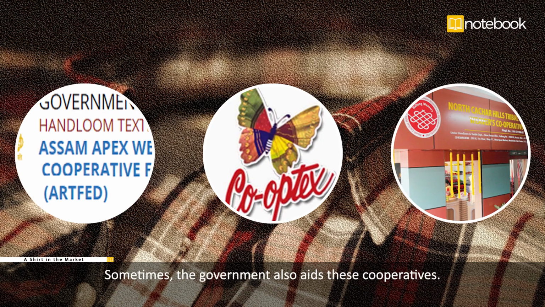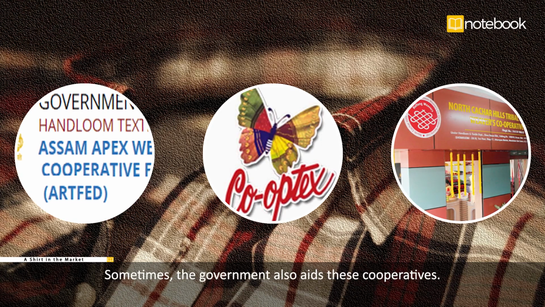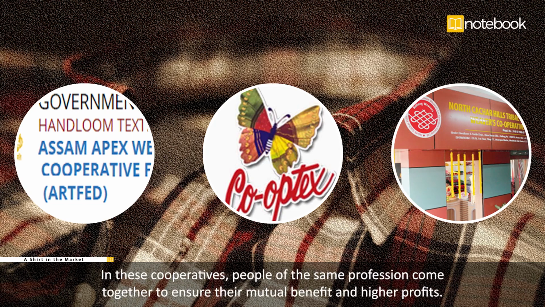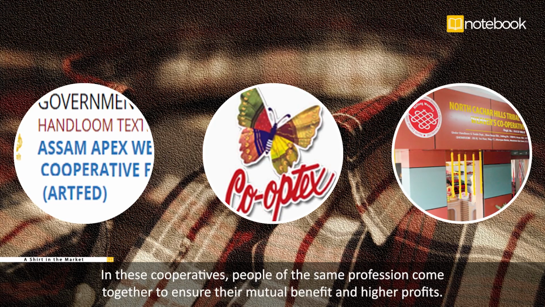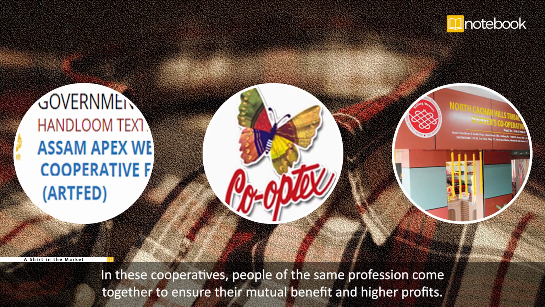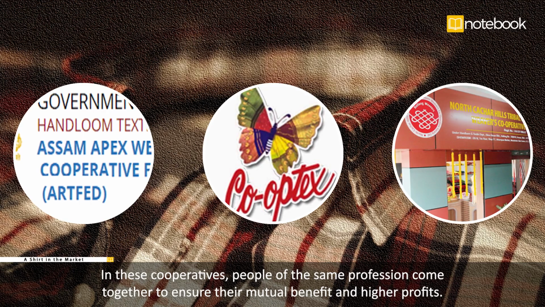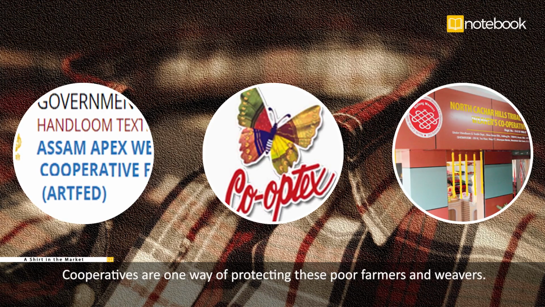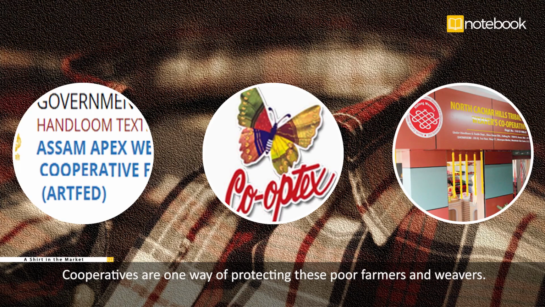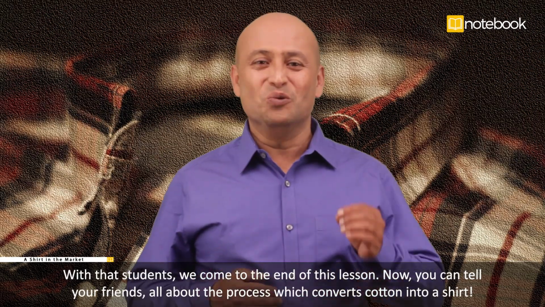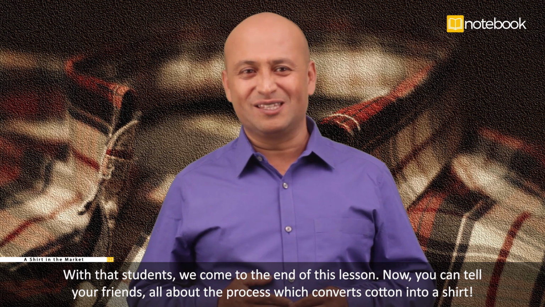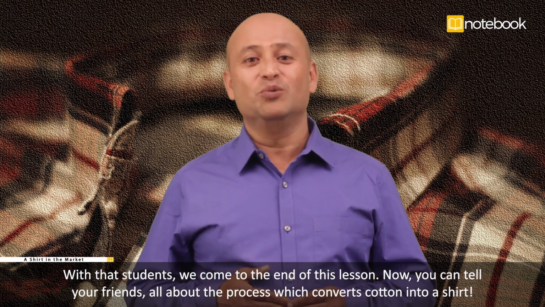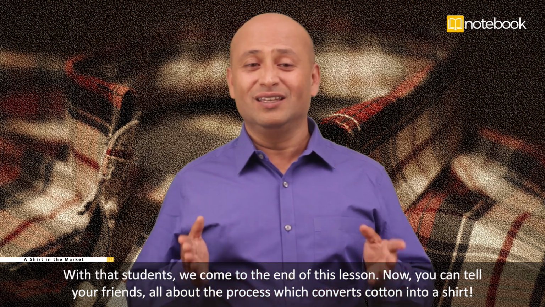Sometimes the government also aids these cooperatives. In these cooperatives, people of the same profession come together to ensure their mutual benefit and higher profits. Cooperatives are one way of protecting these poor farmers and weavers. With that, students, we come to the end of this lesson. Now, you can tell your friends all about the process which converts cotton into a shirt.